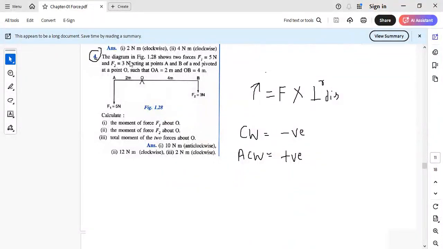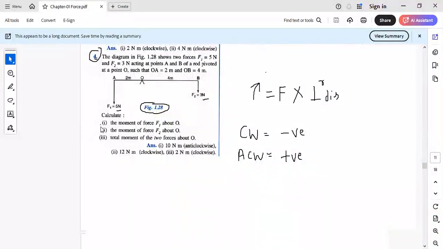It says the diagram in figure 1.28. You can see figure 1.28, right? Shows two forces, F1 5 Newton and F2 3 Newton, acting at points A and B of a rod pivoted at a point O such that OA is 2 meters. So you can see this is 2 meters and OB is 4 meters. In physics, we always have to read the question carefully.